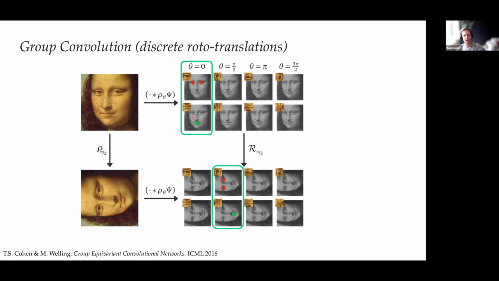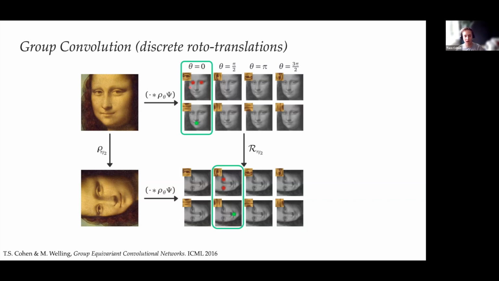We can do it with any number of filters, so we can have an eye filter and a mouth filter, which fires here in the green spot. We can have any number of them, just as in a standard CNN. But now what we want to do is increase the weight sharing. We don't just want to use the same filter at every position. We also want to use the same filter in different orientations. So we want to apply a rotation.